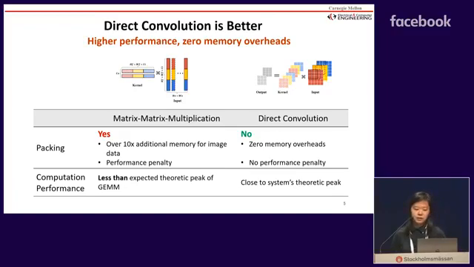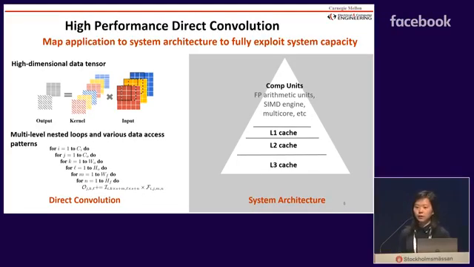The reason is, first of all, direct convolution does not require reshaping the problem into any other form, so it gets rid of all the memory and performance overheads associated with packing. Second, the computational performance of direct convolution can be higher than the high-performance matrix library. So I hope you are convinced that direct convolution is better and more efficient.